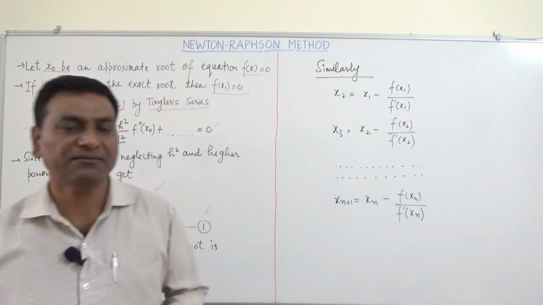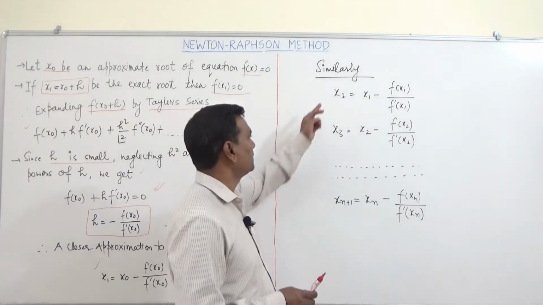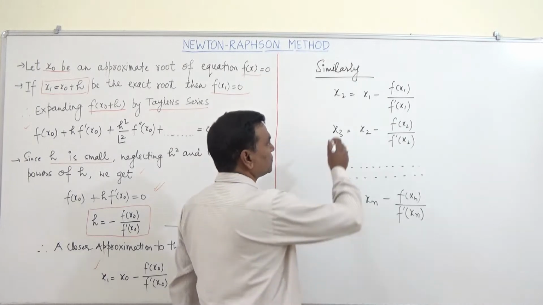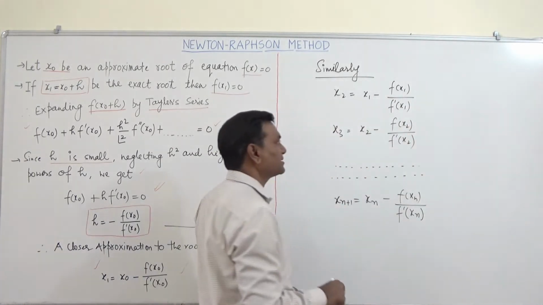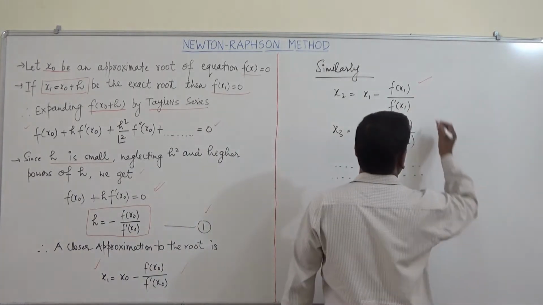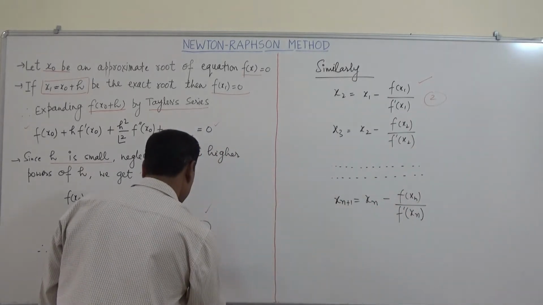Similarly we can find the other approximations. Like the second approximation, x2 equals x1 minus f(x1) divided by f'(x1). So this is the second approximation, and the earlier one is the first.